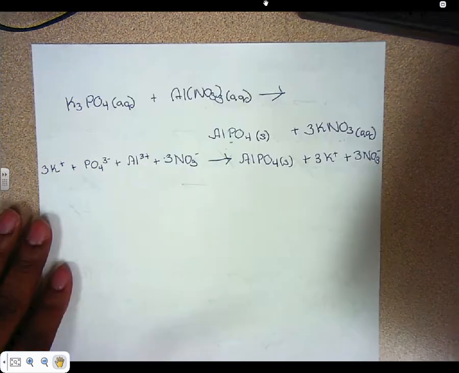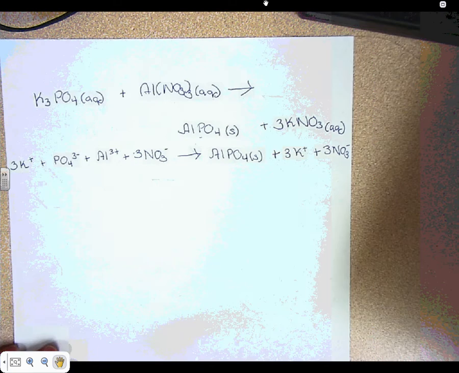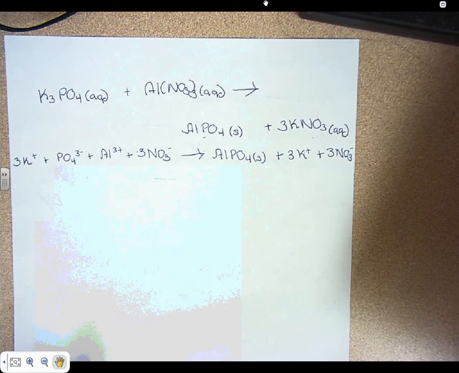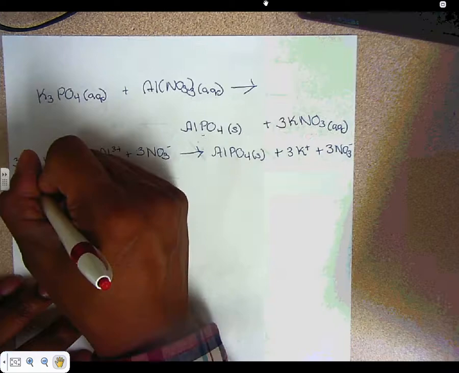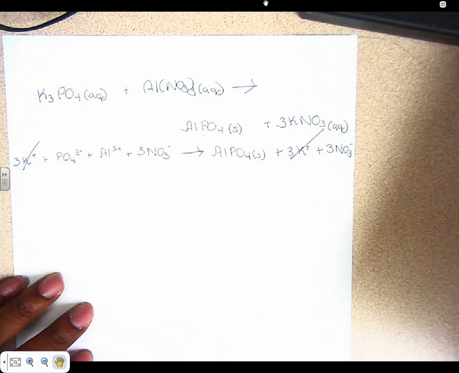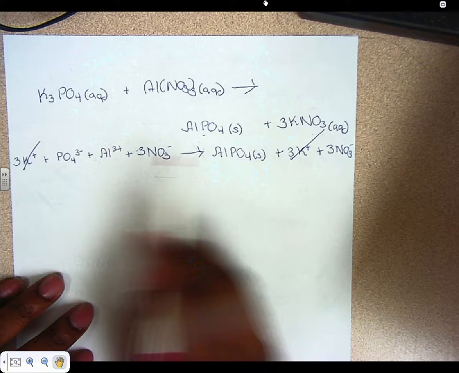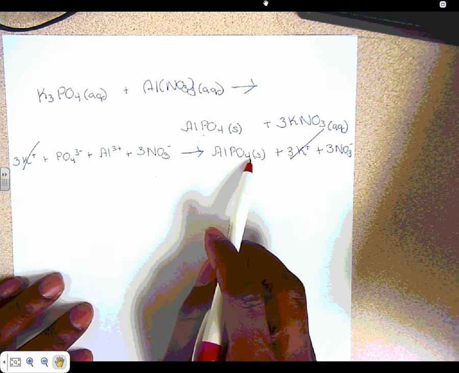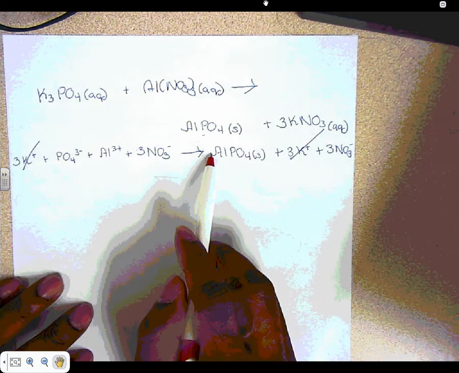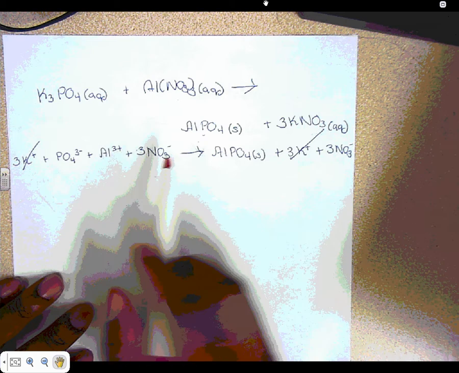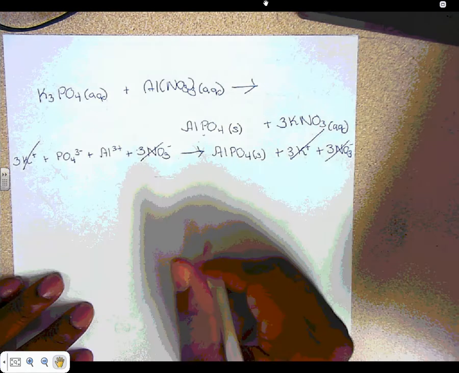Now, when I begin to remove my spectators, we're looking only for the ions that are free-flowing in solution and haven't formed some insoluble product on one of the sides. So we have potassium and potassium, so we can eliminate those as spectators. Phosphate is an ion here, but it's not an ion there, so phosphate's intact. Next, we have aluminum. That remains intact as well. If we look at nitrate, this nitrate and this nitrate are both ions, so those are spectators.